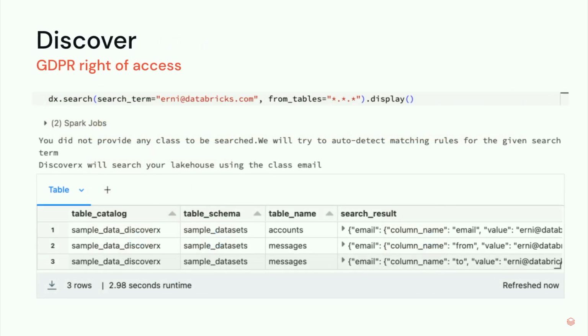And this is useful for GDPR right of access, like we said. So if we run this dx.search now with this search term ernie@databricks.com, in all of the tables, every column that has been classified so far will be mapped into this search query. And we're going to see an example of how this works in a demo.